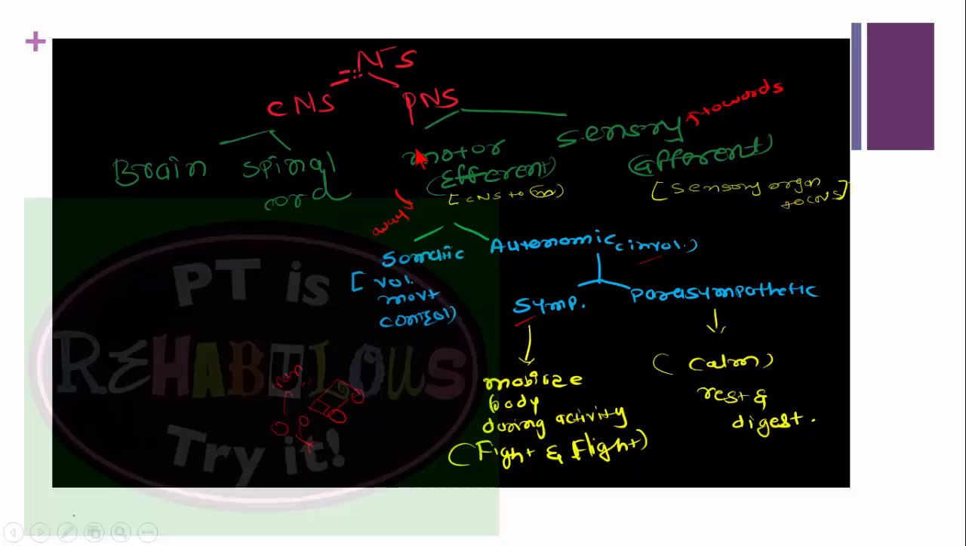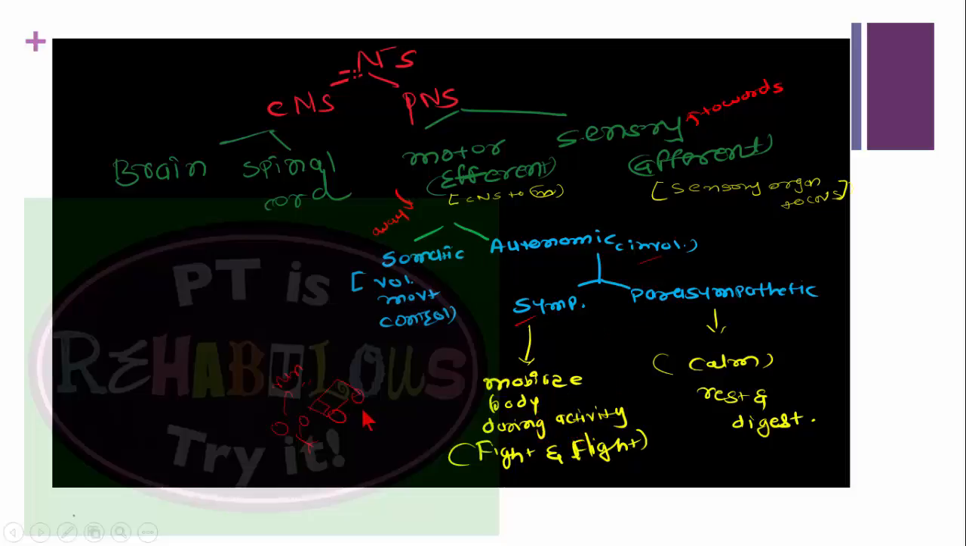Again, motor is divided into somatic and autonomic nervous system. The somatic nervous system controls voluntary movement and the autonomic nervous system controls involuntary movement. Again, the autonomic nervous system is divided into sympathetic and parasympathetic nervous system. The sympathetic nervous system mobilizes your body during activity.